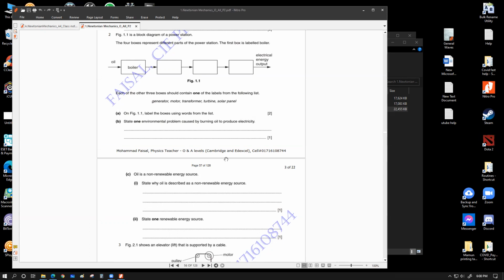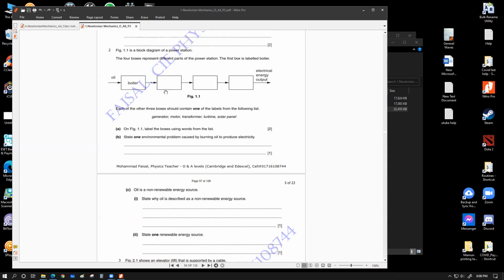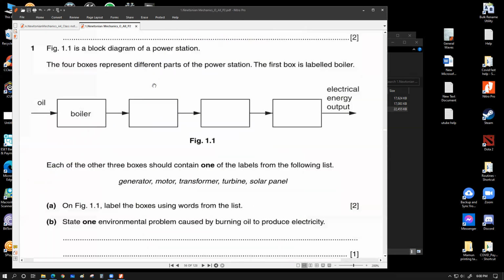So Asif gave a recommendation for number 2, so I'll start discussing number 2, and in the meantime, if any of you have more problems, please feel free to share them as a message to everyone. Number 2 says, figure 1.1 is a block diagram of a power station. The 4 boxes represent different parts of the power station. The first box is labeled boiler. So oil is going into the boiler, and each of the other 3 boxes should contain one of the labels from the following list: generator, motor, transformer, turbine, solar panel. Using figure 1.1, label the boxes using the words from the list.